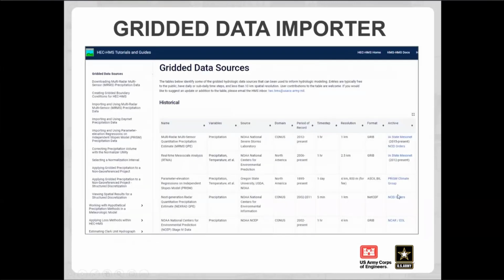When you navigate to the tutorial and guide link posted in the chat just now, you will be able to see a link to the gridded data sources page. This page contains a table that shows some of the gridded hydrologic data sources that can be used to inform hydrologic modeling. This table also includes the data sources, domain, period of record, time steps, resolution, format, and a link to the source archive.